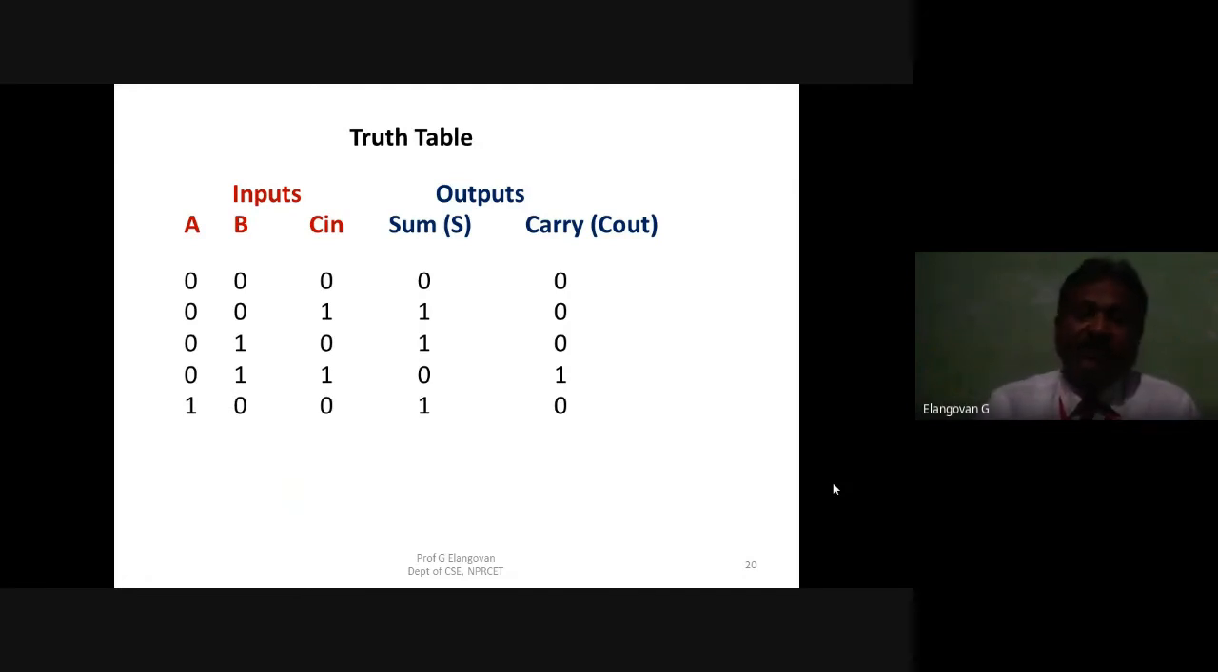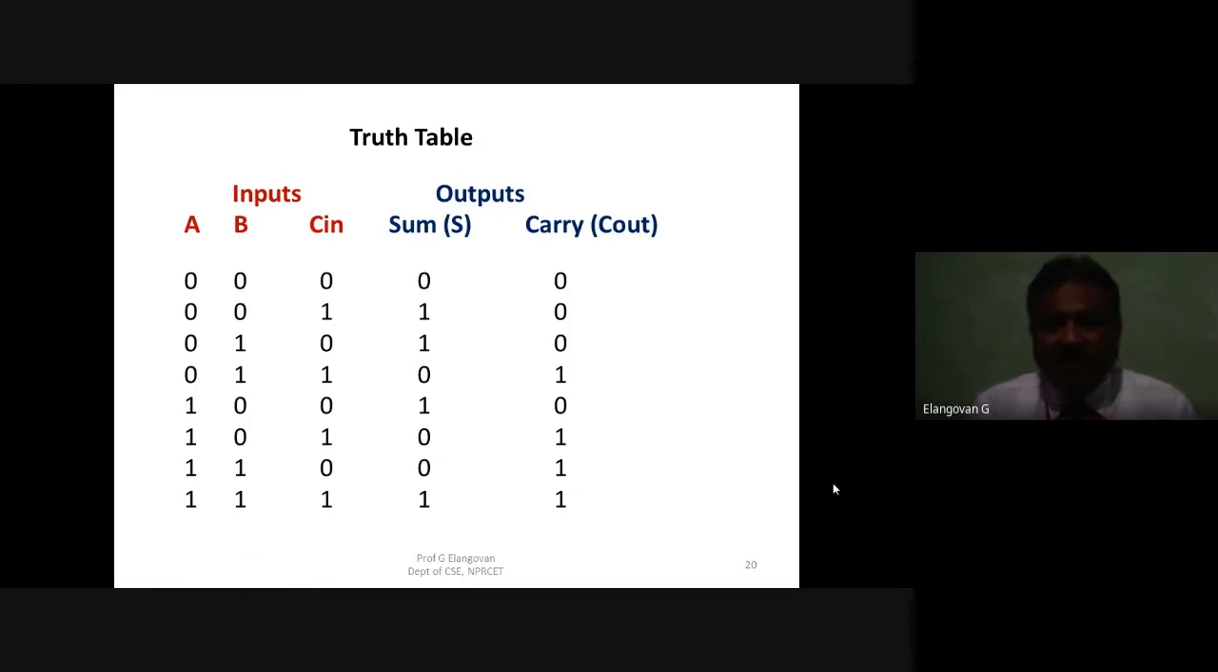And now also there is no carry. Now if either A or B is 1 along with Cin being 1, definitely there will be a carry and sum is 0. And when A and B both are 1, now also it generates a carry and sum is 0. If all three are 1, the sum is 1 and carry is 1. Now we have got the truth table.